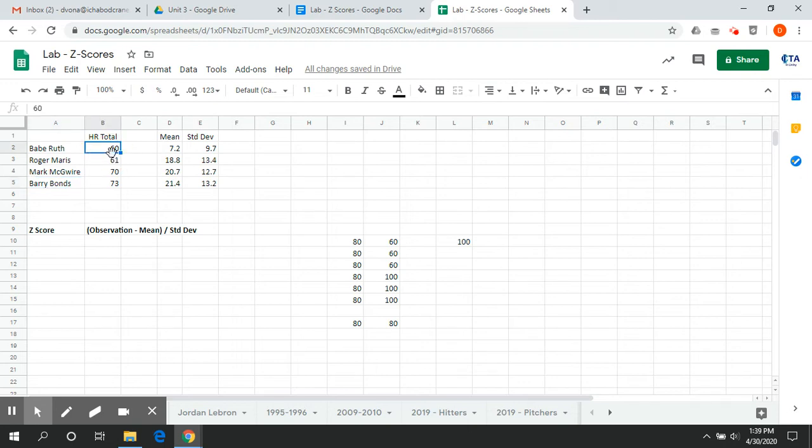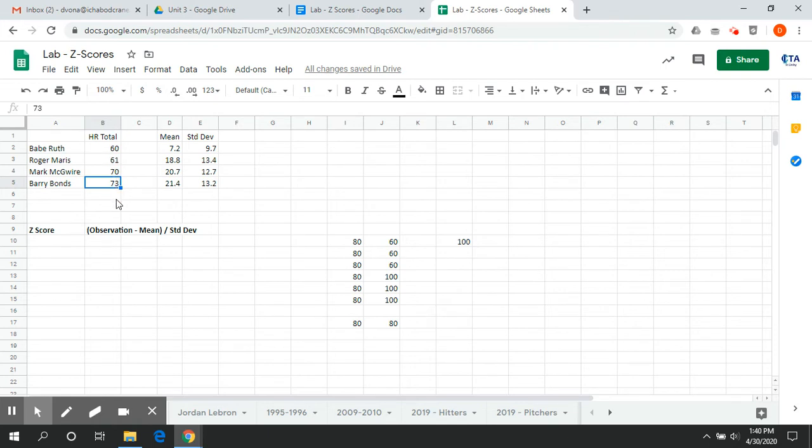So Babe Ruth started it at 60, Roger Maris beat him with 61, McGwire beat him with 70, Barry Bonds beat him with 73. Now, one way of looking at this is just saying, hey, Barry Bonds had the most, so that's the most impressive. But another way we can do it is we can look at the z-scores associated with their total. How impressive was their total compared to what everybody else was doing during that time period. All right. The other reason that's important is the baseball season has changed lengths.